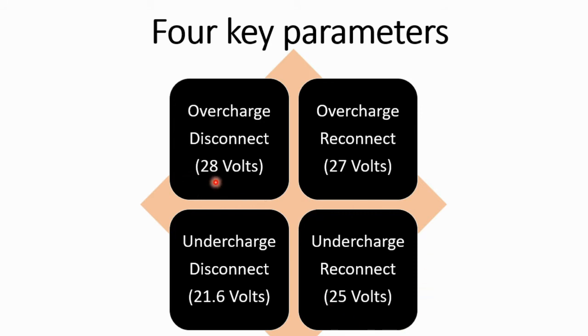Remember one thing, these voltage values are for a 24 volt lead acid battery, but for a 12 volt or 48 volt or above battery, these values will be proportional. For example, for a 12 volt battery, this 28 volts value will be 14 volts. Again, this 27 volts value will be 13 volts. So I hope you can understand this.